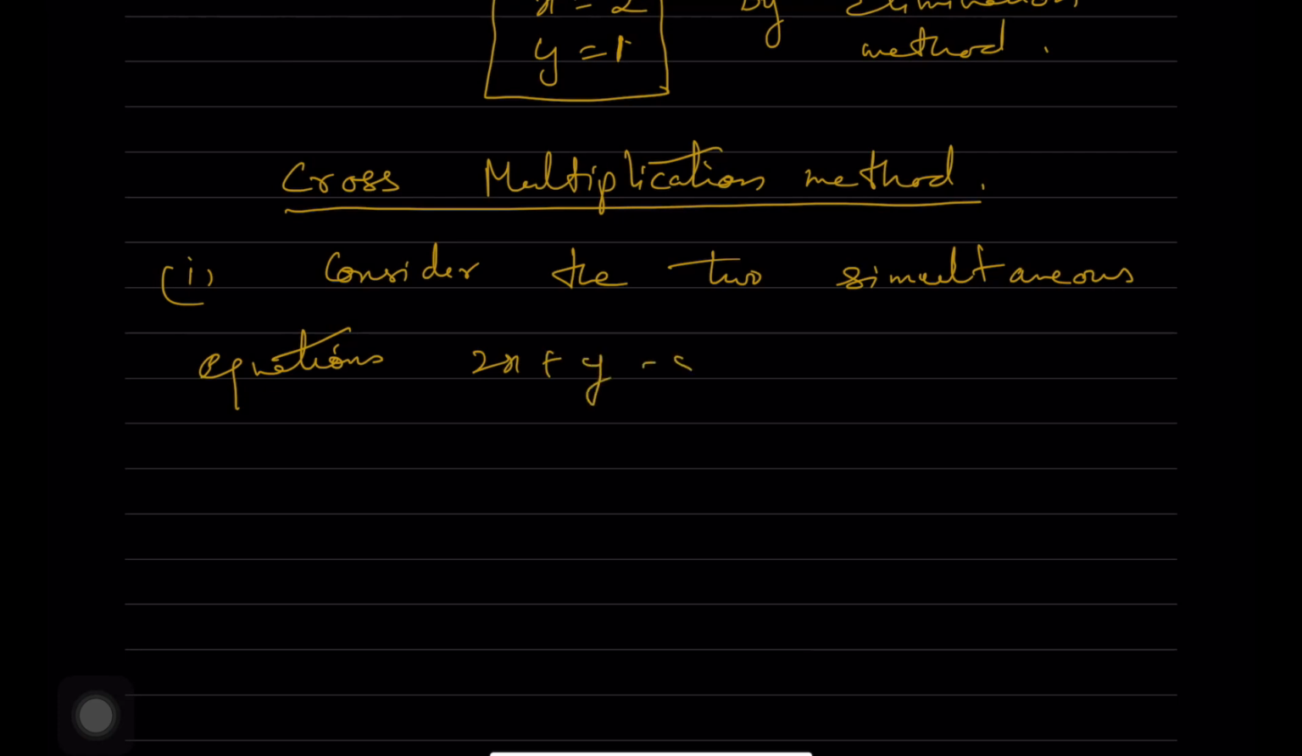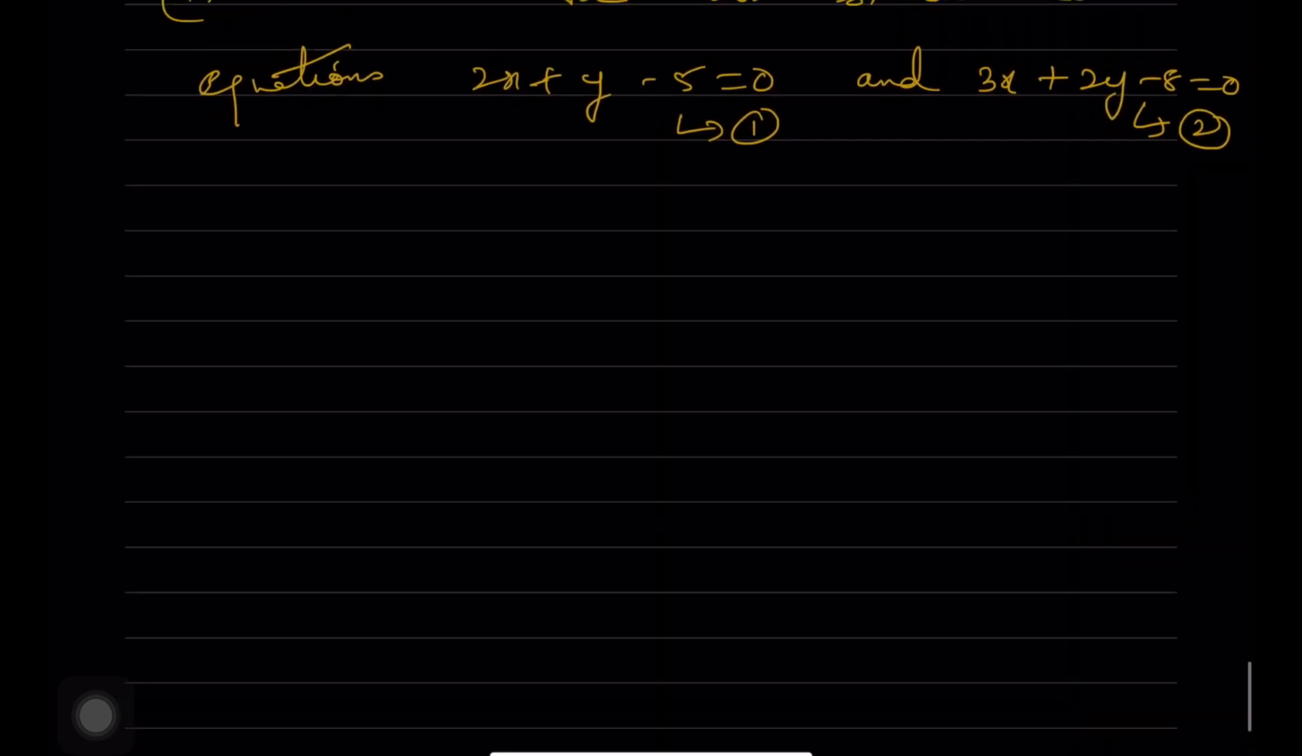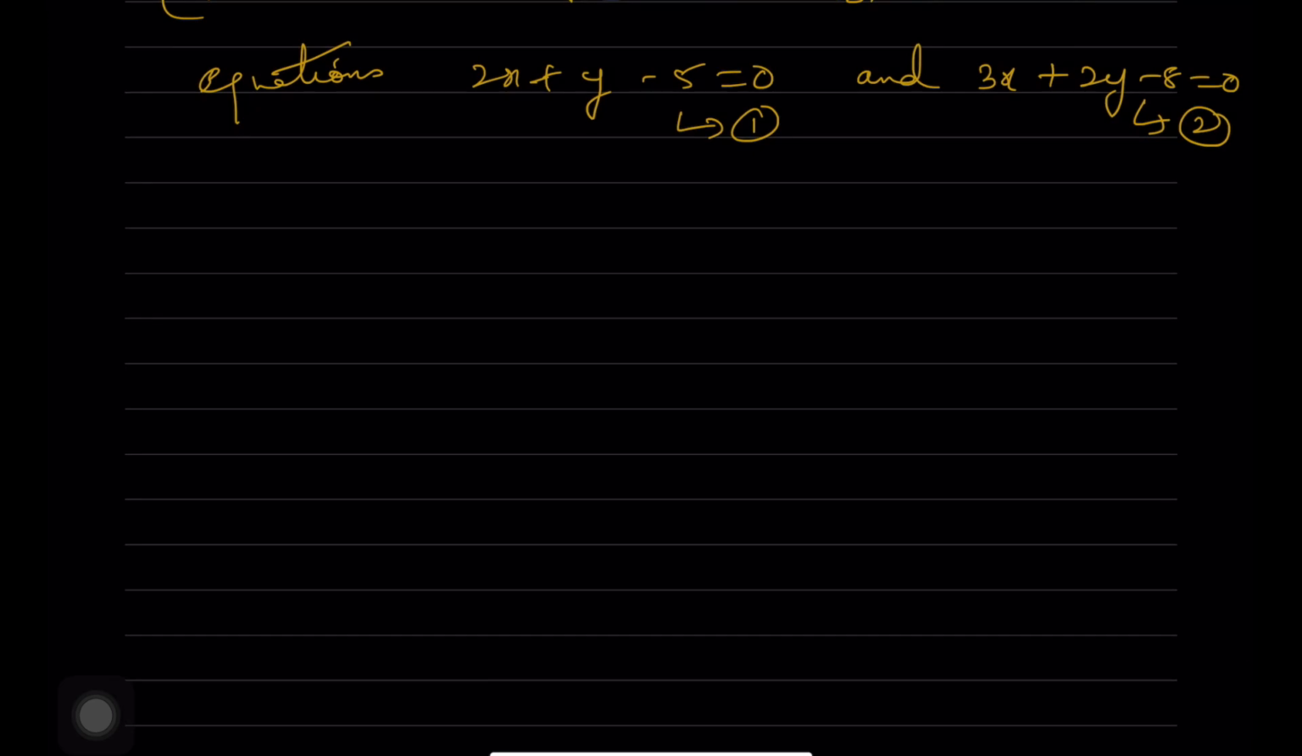So consider the two simultaneous equations: 2x plus y minus 5 is equal to 0 and 3x plus 2y minus 8 is equal to 0. We took them as equation 1 and equation 2, but we'll not substitute now. First we'll see what the general form is. Taking the general form, we have two cases in this, so we'll be doing those.